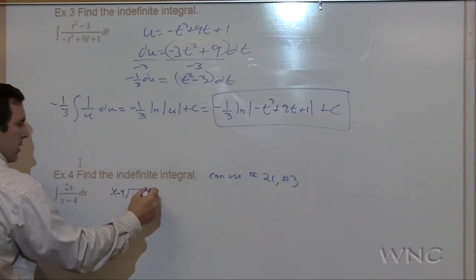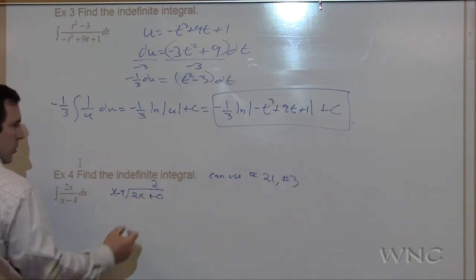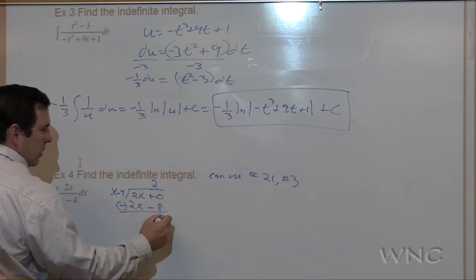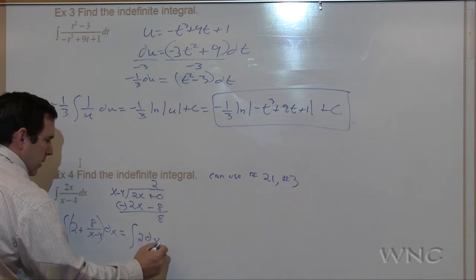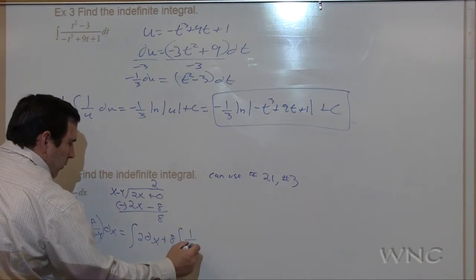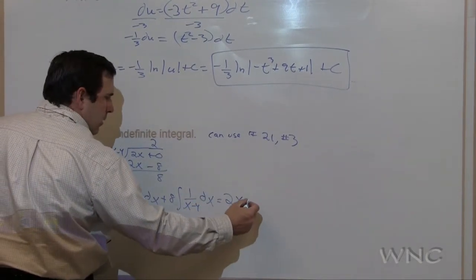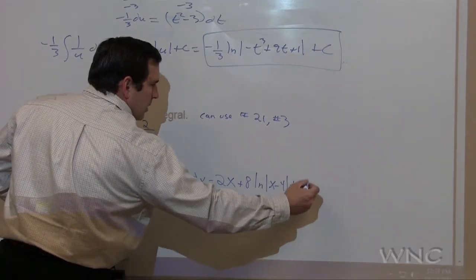X minus 4 goes into 2x plus 0. X times what is 2x? It's 2. So you have 2x minus 8, subtracting, you get 8. So this becomes the integral of 2 plus 8 over x minus 4 dx. That'll be the integral of 2 dx plus 8 times the integral of 1 over x minus 4 dx. So you have 2x plus 8 times the natural log of the absolute value of x minus 4 plus c.